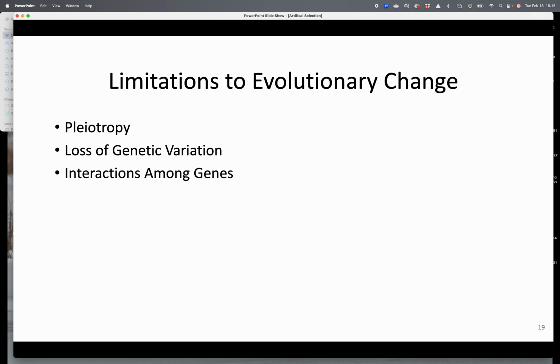And along the same vein of thought, there are actually some things about genetics that really can stand in the way of evolutionary change, moving a population towards some pinnacle of ultimate fitness. And these are pleiotropy, a loss of genetic variation, and interactions among genes. We haven't used this term pleiotropy yet, but pleiotropy is a situation where you have a single gene that controls more than one trait.